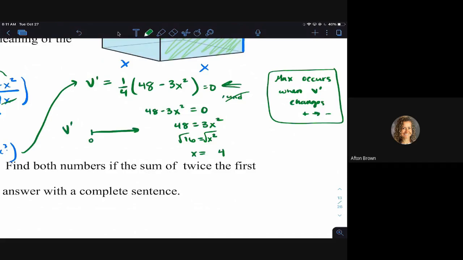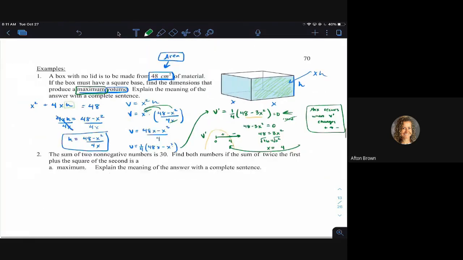I would do 0 because I can't have negative values. So I just put 4 on here, and I'm going to see if v prime is positive or negative. I'm going to take a graphing approach because this is an upside down parabola. We would have crossed at a negative 4 and then a positive 4. So v prime changed positive to negative. Is 4 a max? Yes, because v prime changed positive to negative.